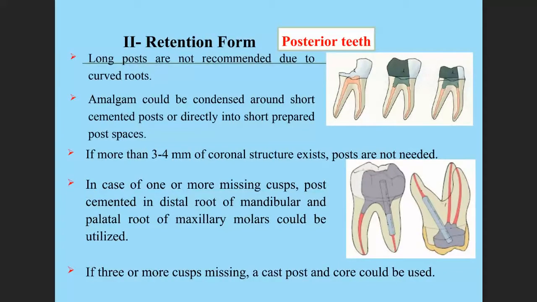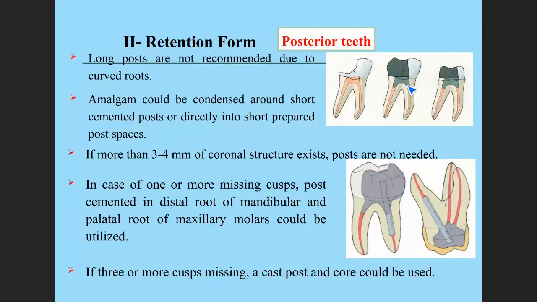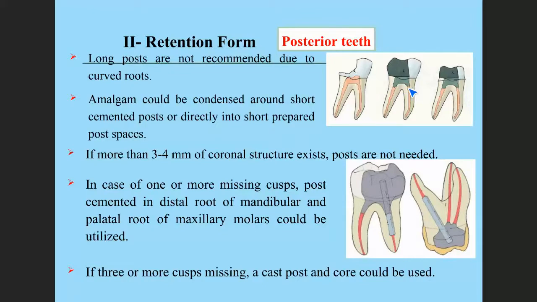In posterior teeth, long posts are not recommended due to the curved roots, and amalgam can be condensed around a short post or can be directly introduced into a short prepared space in the canal. We call it an amalgam post, and it is effective also.